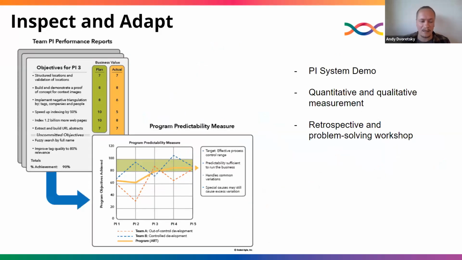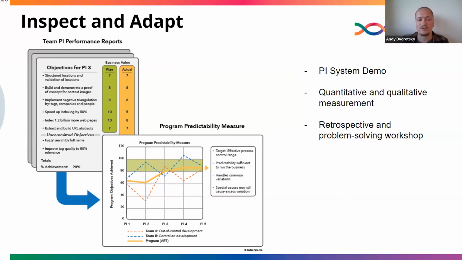And after a fixed set of iterations, when we finish our PI, we also have important things such as the inspect and adapt iteration. And the most important thing within that is the PI system demo, where we demonstrate all results of the program increment, integrated. We do quantitative and qualitative measurement of what we just implemented, and we have retrospective analysis and a problem-solving workshop before we have the next large iteration.